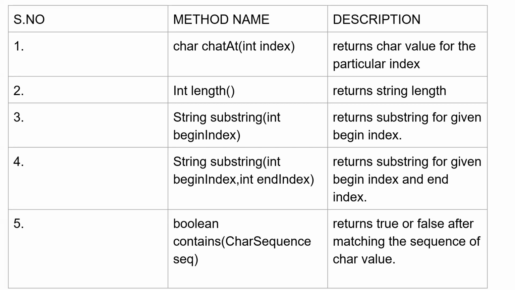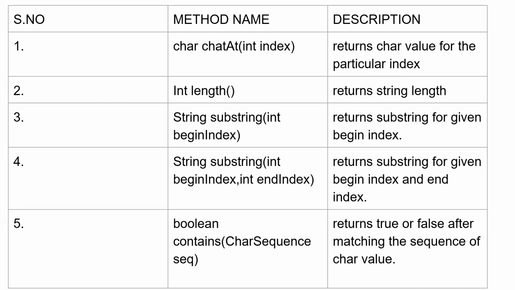The first substring method has only the begin index, where you pass where exactly you want to start. There is no end, so you get the rest of the string. The second substring method takes two arguments, the begin index as well as the end index. That means you can pass a range where you want the portion of the substring. Next, we have contains, which returns true or false based on the matching of the sequence of character values.